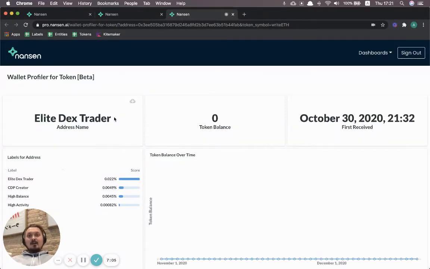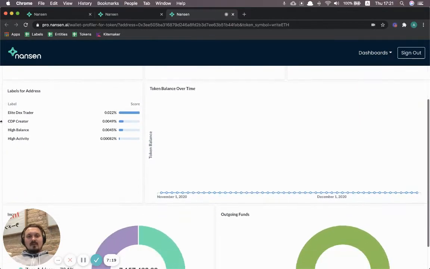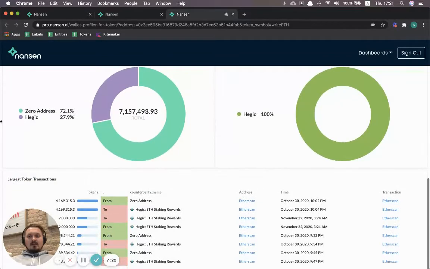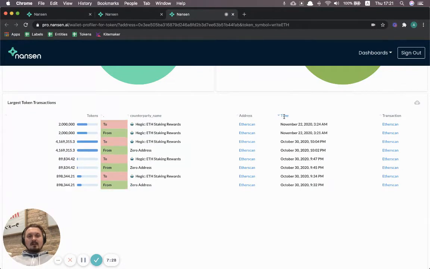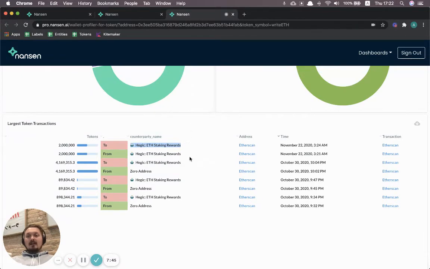That means that they're in the top 1% on volume traded and number of trades across DEXs. So this is someone that basically trades very, very actively on DEXs. If we scroll down, I want to sort this by time. So I want to see this sorted from the latest transactions to the oldest ones. And you can see that every outgoing transaction has gone into the staking rewards contract. So they don't really send these rETH tokens anywhere else.